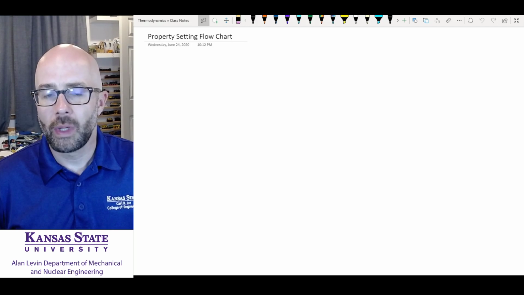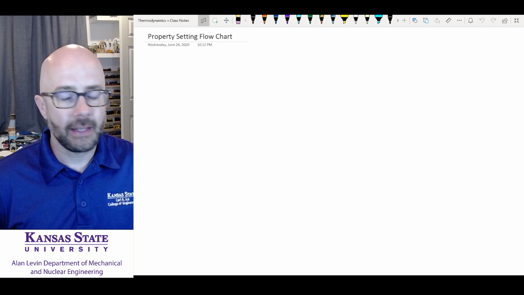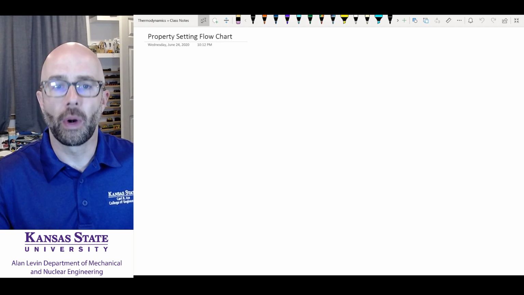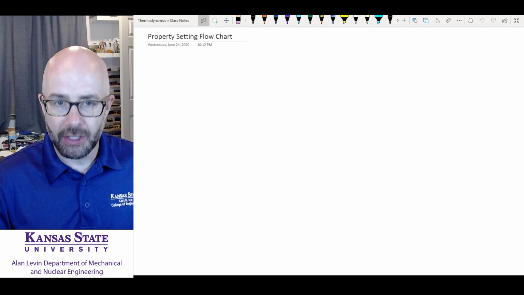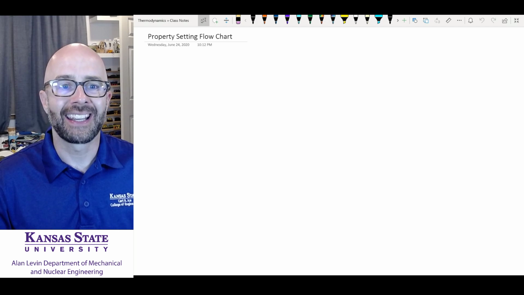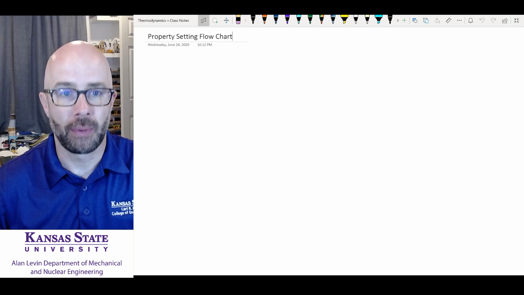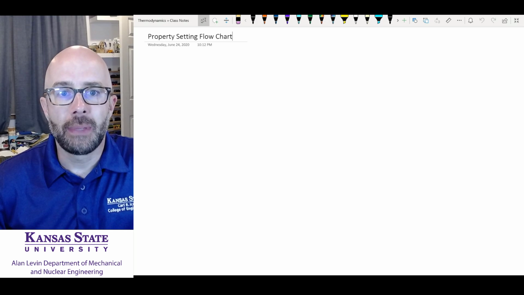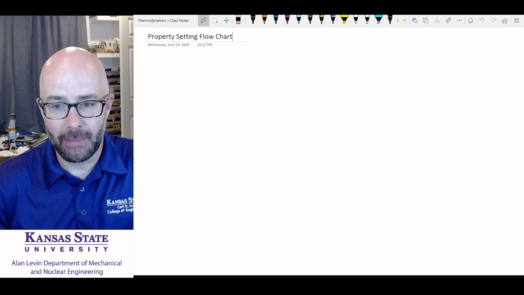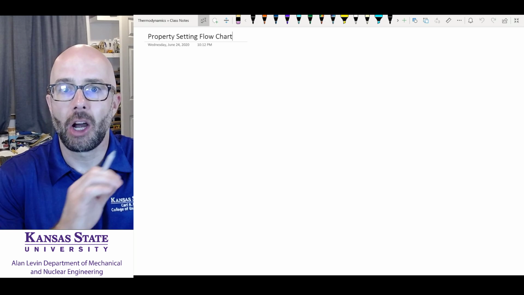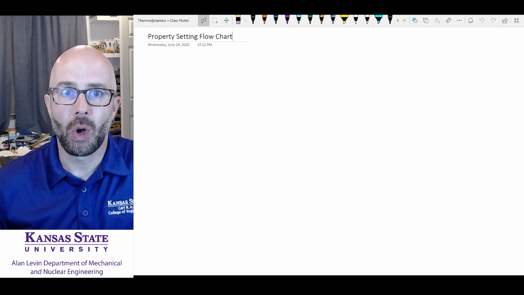Okay, ladies and gentlemen, as we get started here today, I can't tell you how pivotally important the last few lectures have been about setting states, about figuring out where we are, about finding properties. That is going to be the key bit of information that you are going to use in almost every problem from now on in this class.